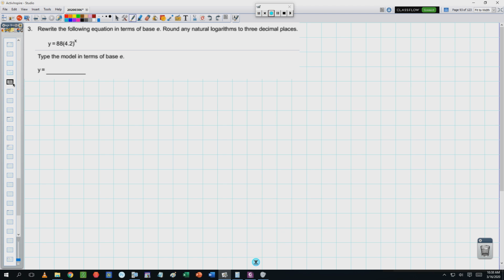Rewrite the following equations in terms of base e. Round, I can't do that, but let me show you how far I can go. So y is equal to 88 times 4.2 to the x. What they're wanting us to do is take this 4.2 and change it into e to some power. I'll put a k here. I don't want to use an x because there's already an x there.